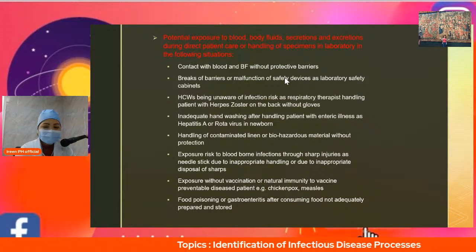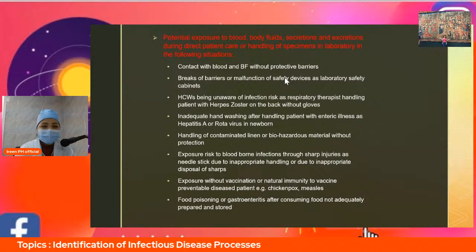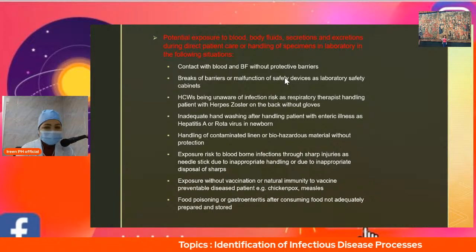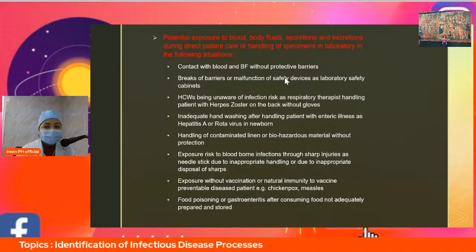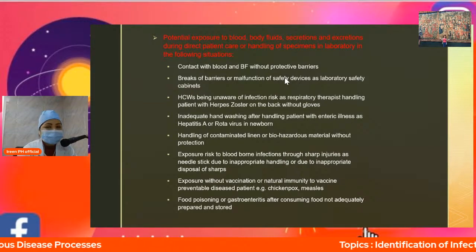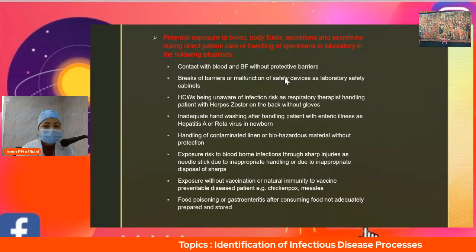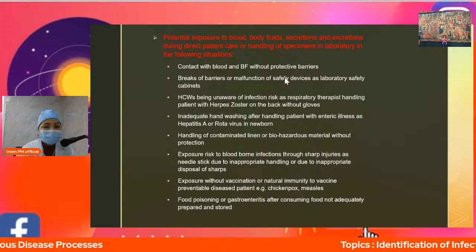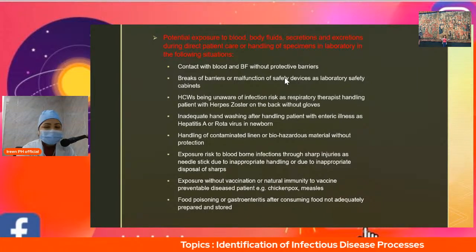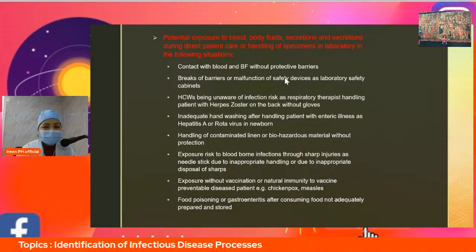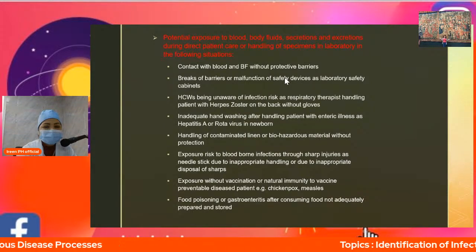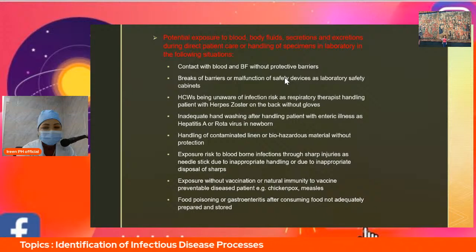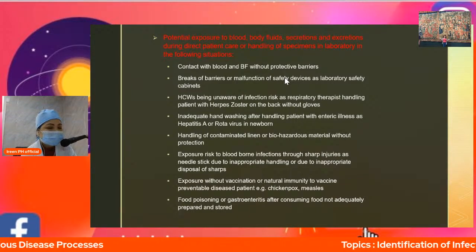Potential exposure to blood, body fluids, secretions, and excretions during direct patient care or handling of specimens in the laboratory in the following situations. Contact with blood and body fluids without protective barriers. Breaks of barriers or malfunction of safety devices such as laboratory safety cabinets.